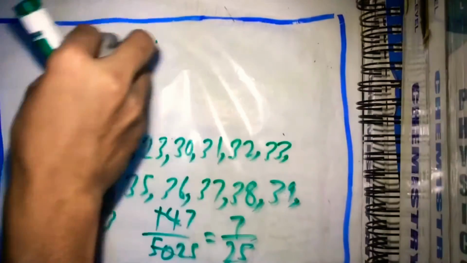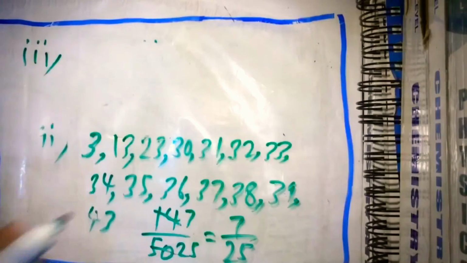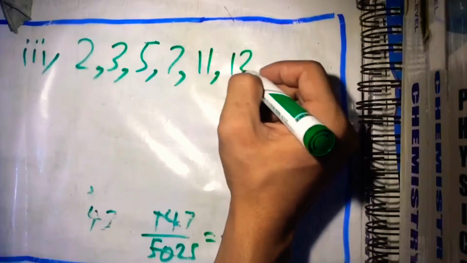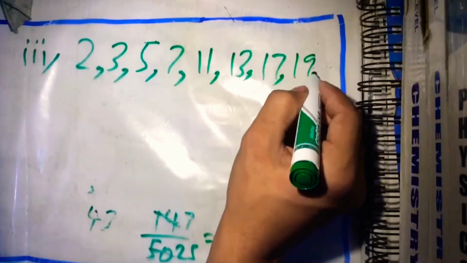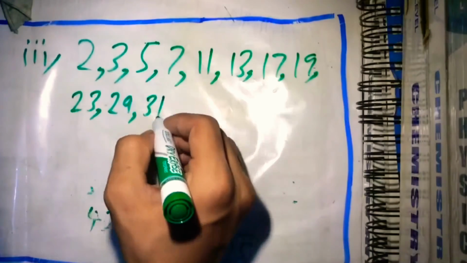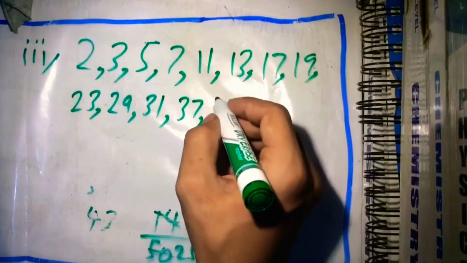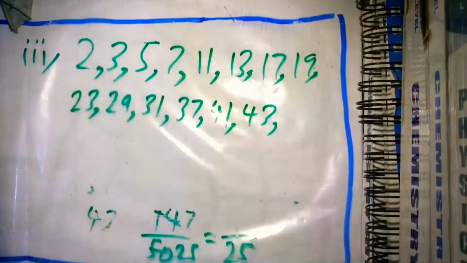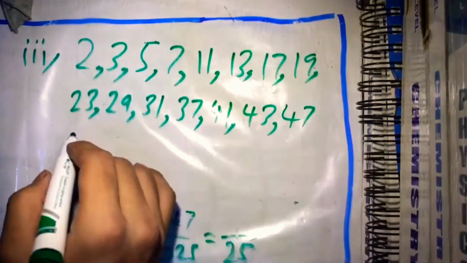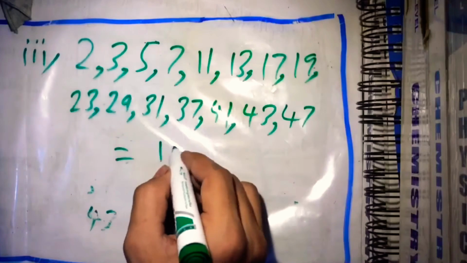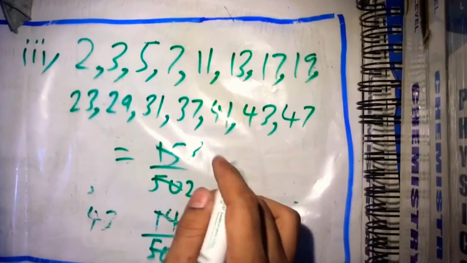For the third part, it says that the number should be prime. Prime numbers between 1 and 50 are 2, 3, 5, 7, 11, 13, 17, 19, 23, 29, 31, 37, 41, 43 and 47. So the probability will be 15 upon 50, that is 3 upon 10.